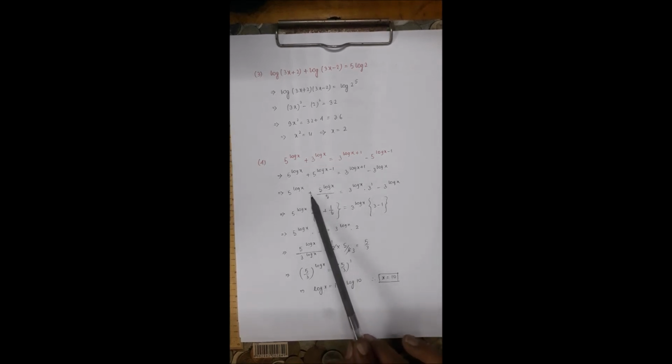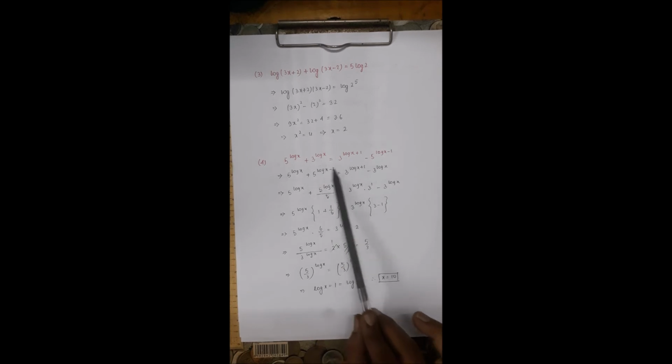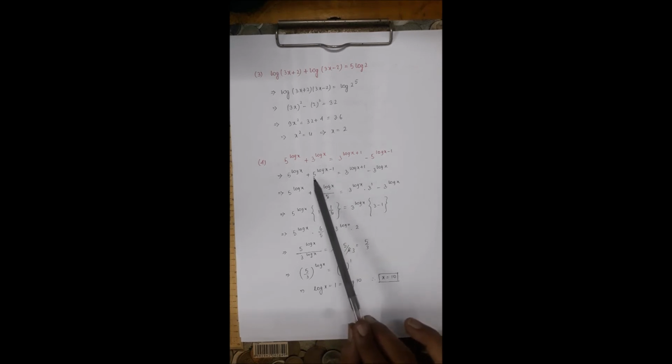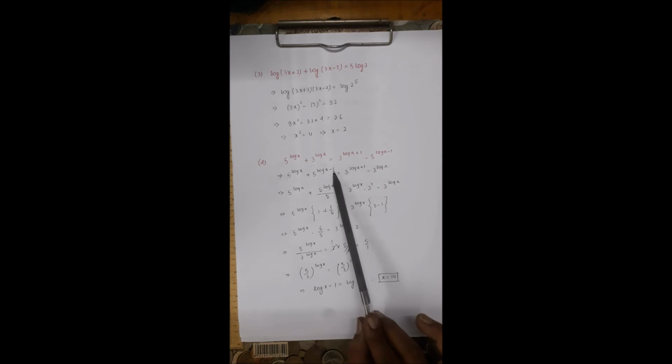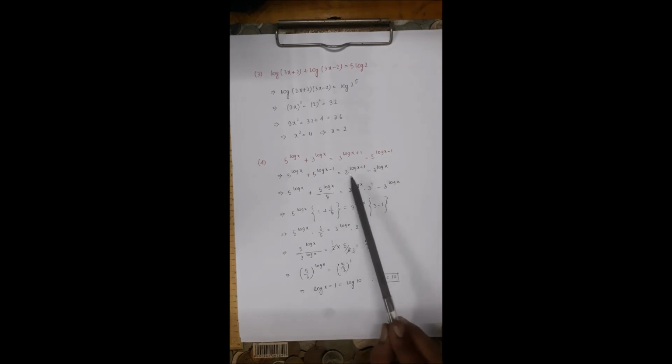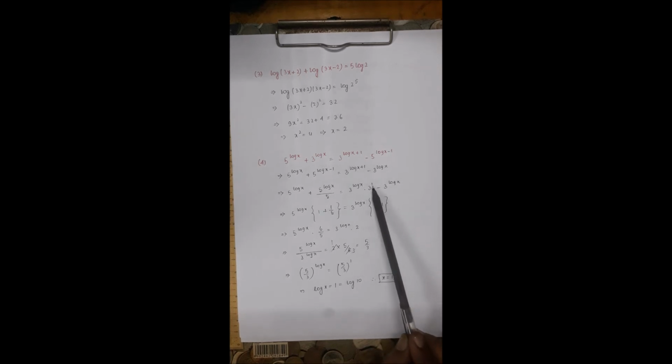5 to the power log x plus, here I am using the exponent rule. That means a raised to m minus n equals a raised to m by a raised to n. That means 5 raised to 1 equals 5. On this side I am using the formula a raised to m plus n equals a raised to m into a raised to n. That means you will get 3 raised to log x into 3 raised to 1 minus 3 raised to log x.